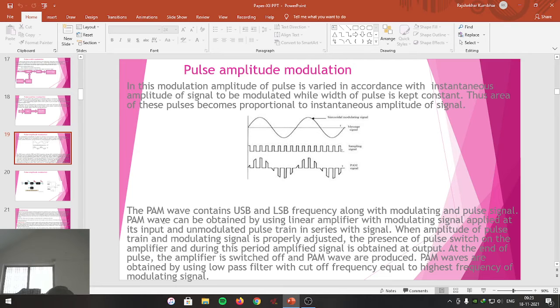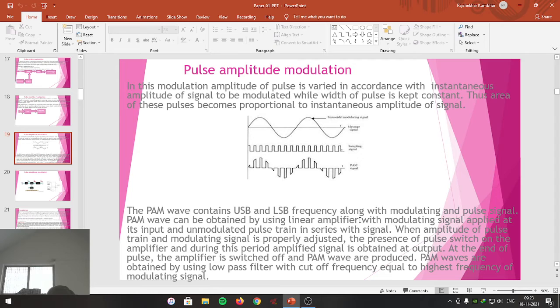A pulse amplitude modulator can be obtained by using a linear amplifier, with the modulating signal applied at its input and an unmodulated pulse train in series with the signal. How is it obtained? It is obtained by using a linear amplifier, simply by using a transistor as a linear amplifier.